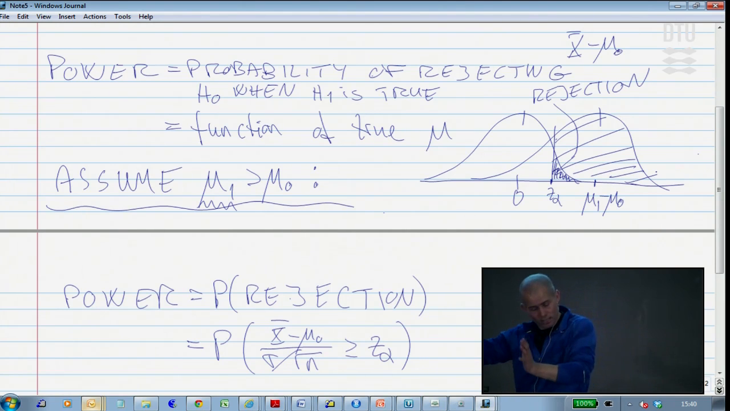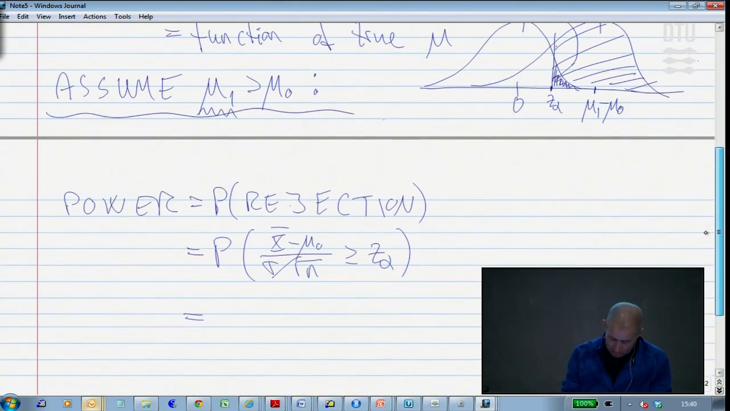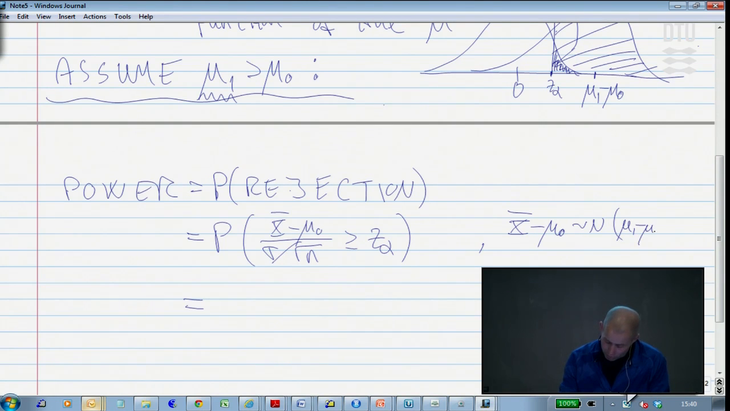The larger the difference is, or the larger the mu1, the higher this probability, but we can find it. We can be exact about this. That's the power function. So, under this situation, x bar minus mu0 would have a normal distribution with a mean of mu1 minus mu0 and the same variance as before, that is sigma squared over n.